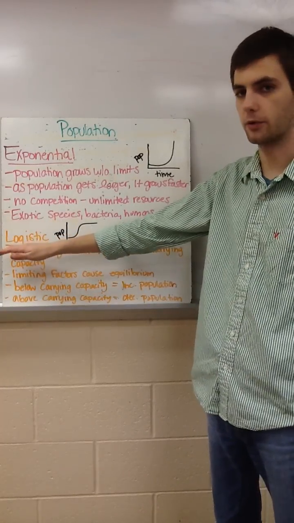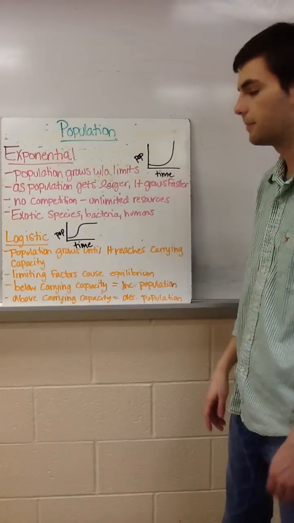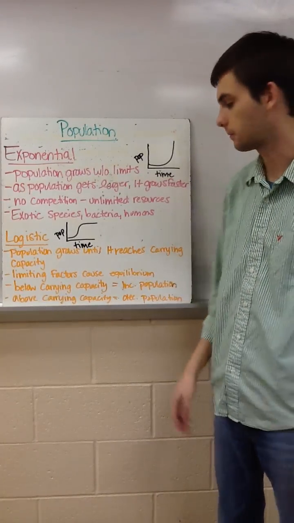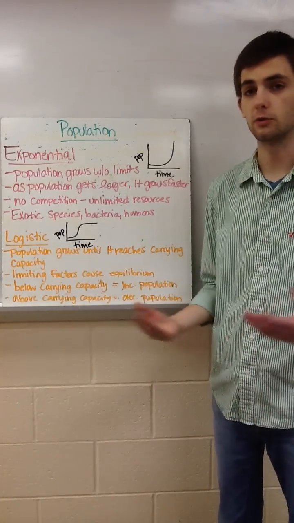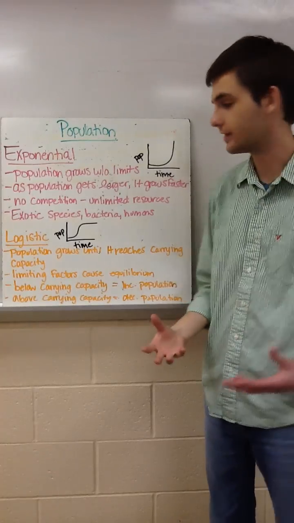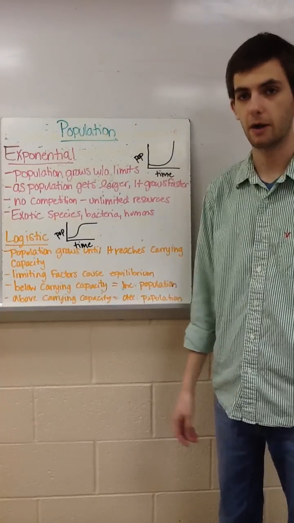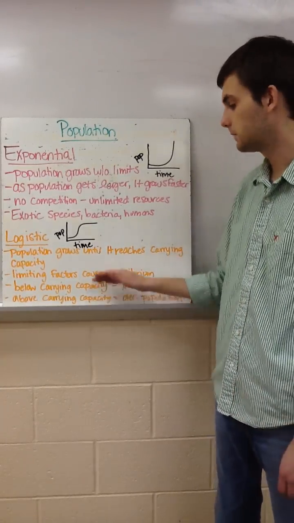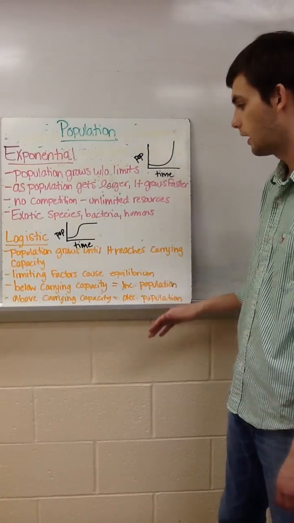The second type of growth is logistic growth, and this is kind of the opposite of exponential. This is when a population grows until it reaches its carrying capacity in an ecosystem. And the carrying capacity is the amount of organisms an ecosystem can hold and still sustain all the organisms in that ecosystem. So there are limiting factors in this type of population, but those limiting factors allow for equilibrium to occur, meaning that the growth rate is going to be the same as the death rate.